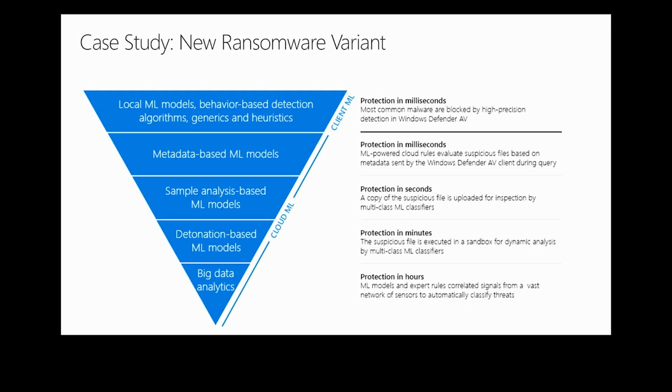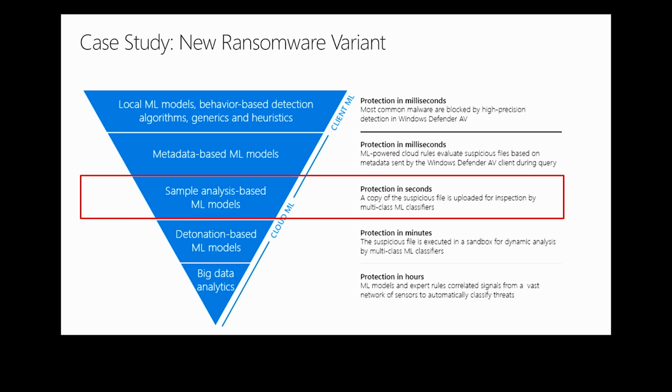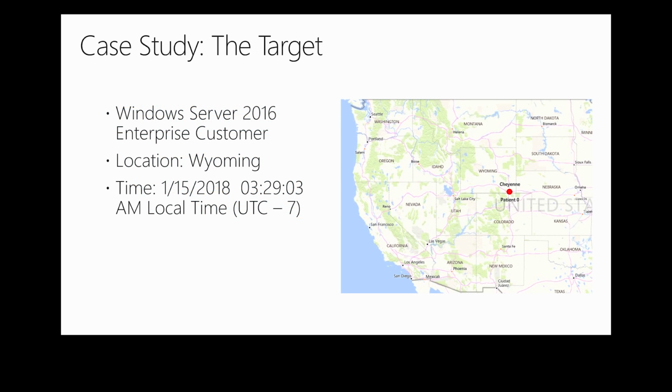So what I'd like to do with our time here is talk about some real-world cases, right? Not just the theory. The first case that we're going to talk about is the sample analysis-based one. As I mentioned, unfortunately, some other layers weren't enough. This is a real user about 2 months ago out of Wyoming, Windows Server 2016 at around 3:30 a.m. The first suspicious thing here is, why is anyone manually running something on a server computer at 3:30 a.m.? That should probably light some alerts.